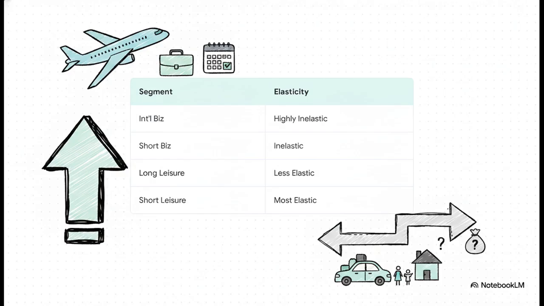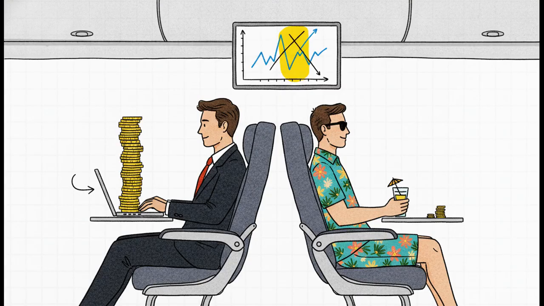But then look down at the short-haul leisure traveler. This is a family of 4 just trying to go to the beach for the weekend. If the flight is too expensive, they'll just pack up the minivan and drive or stay home. They have the greatest elasticity and are heavily influenced by every single dollar change in price. And guys, this is the exact answer to the question we started with.